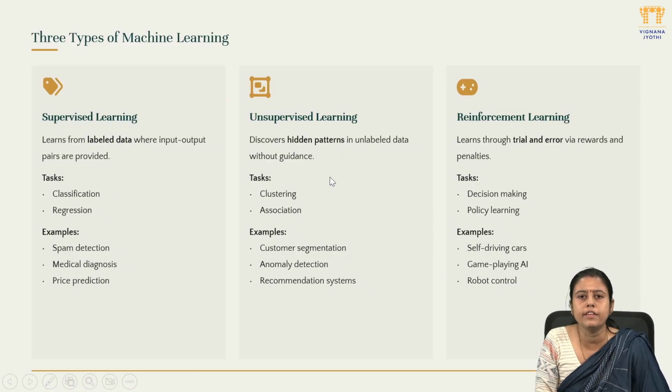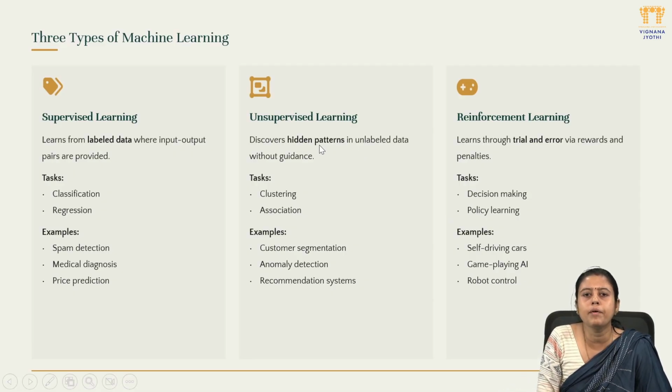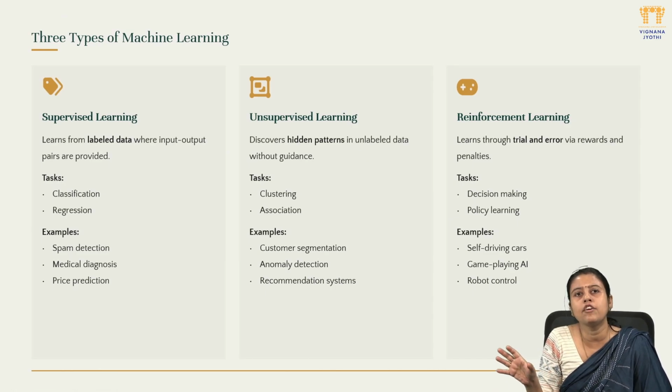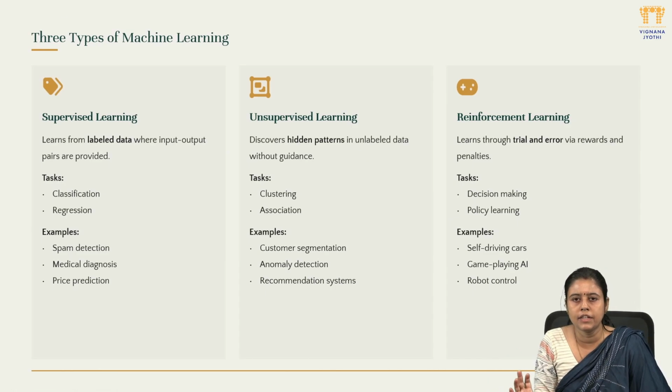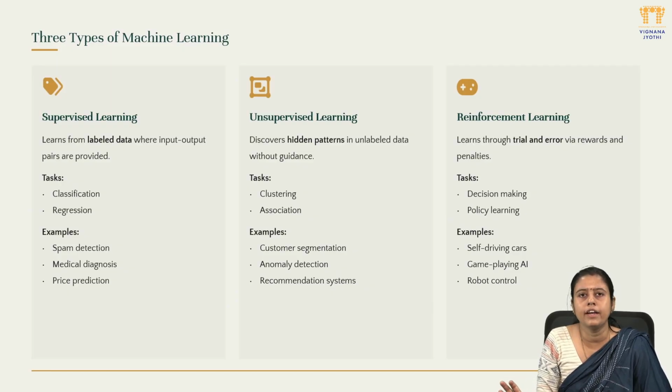Next is unsupervised learning. It discovers the hidden patterns. If we have some clustered data and we don't know the proper output, it discovers the hidden patterns of the unlabeled data. Datasets are not properly labeled. It is given the data set without any guidance.